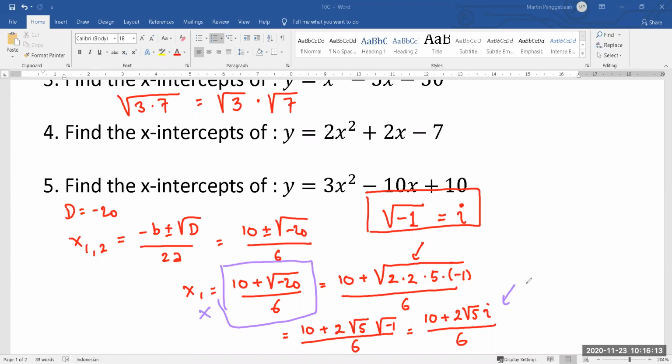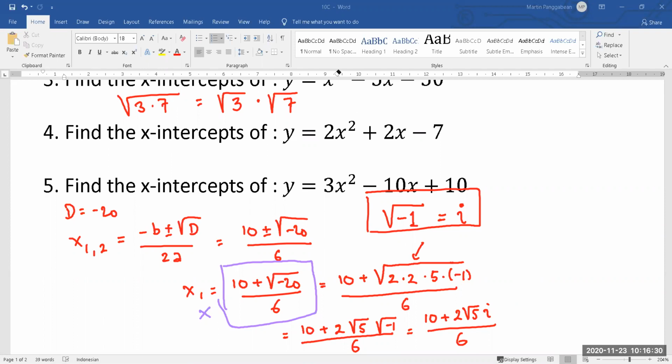Mister, for that last one, (10 plus 2 squared of 5i) per 6, can it be simplified again? Yes, divided by two again. Correct, that one is not finished yet. And how about the I?